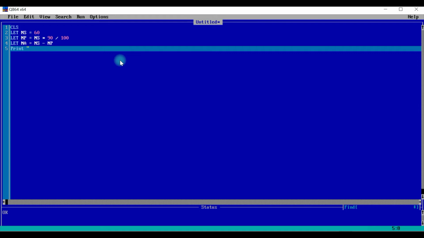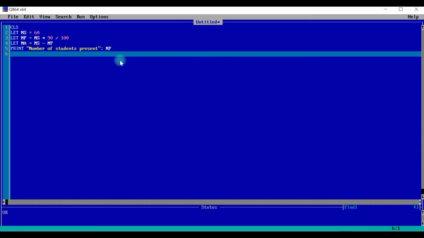Print "number of students present", inverted commas close, semicolon, and this is NP. Print "number of students absent", inverted commas close, semicolon, NA.